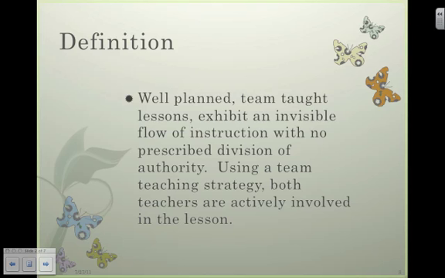For team teaching, the definition is well-planned, team-taught lessons. They exhibit an invisible flow of instruction with no prescribed division of authority. Using team teaching strategies, both teachers are actively involved in the lesson. From a K-12 student perspective, there's no clearly defined teacher, as both teachers share the instruction, are free to interject information, and are available to assist students and answer questions.